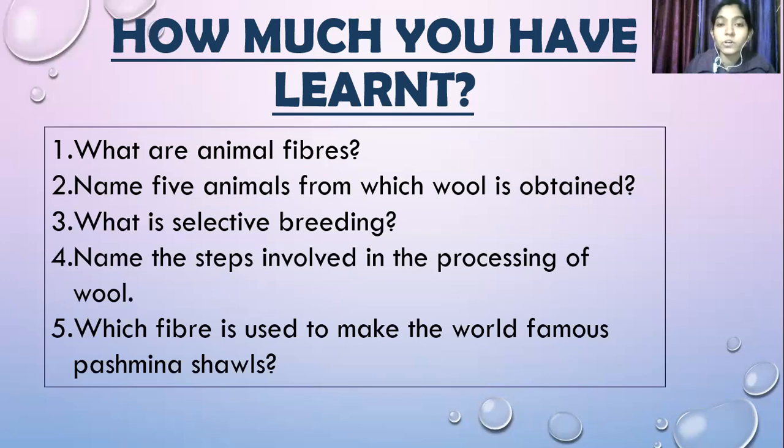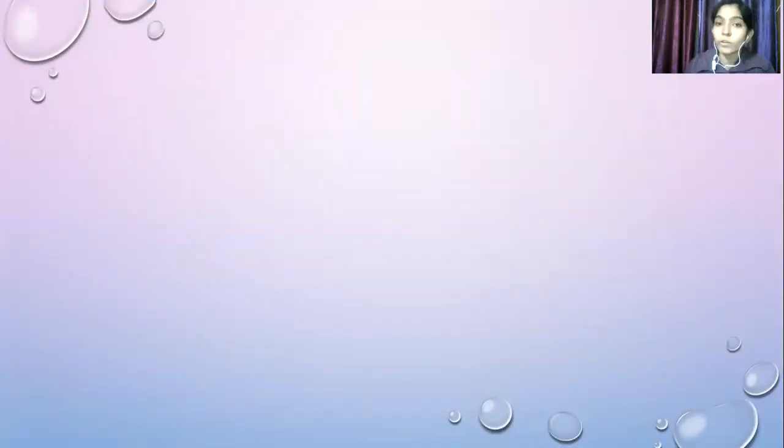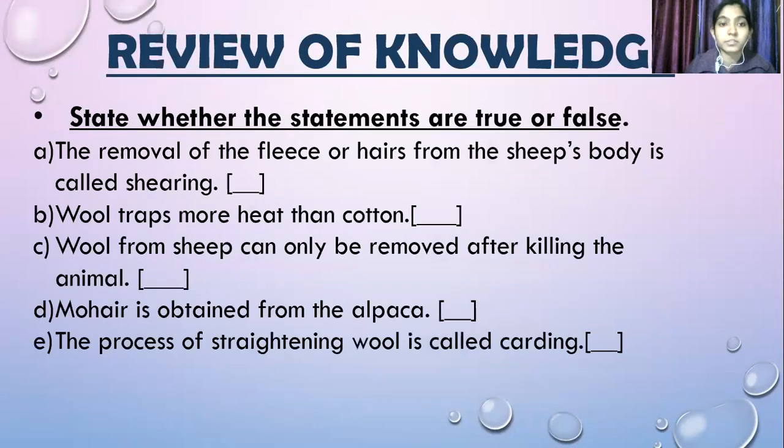Very good. Okay. Let's take a quick recap of what we have discussed today in the class. State whether the statements are true or false. The removal of fleece or hair from sheep's body is called shearing. Is it true or false? Ma'am, it is true. Very good. Next is, wool traps more heat than cotton. True or false? Yes, it's true. Very good.